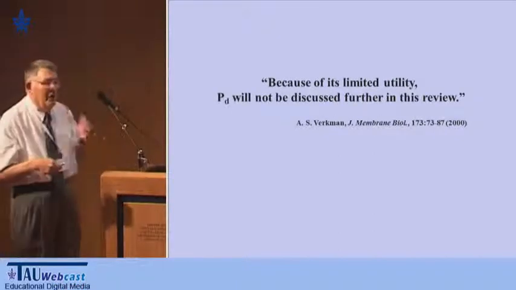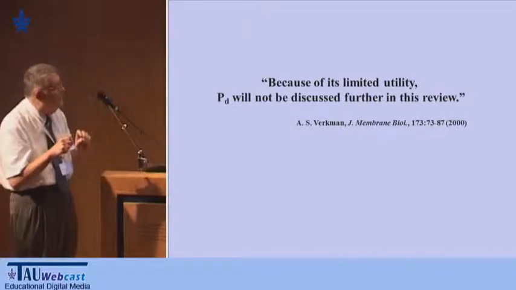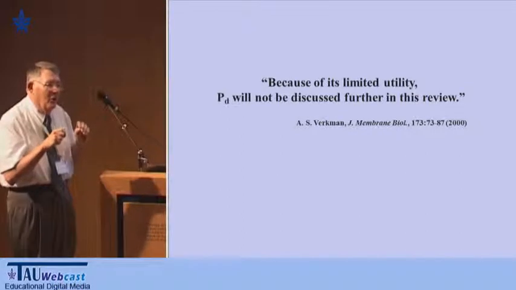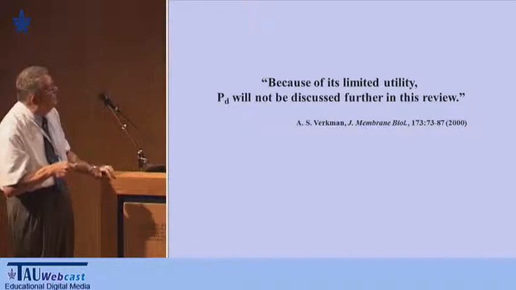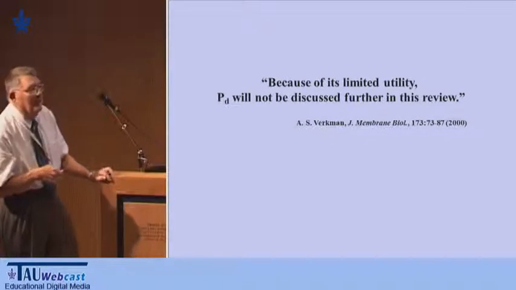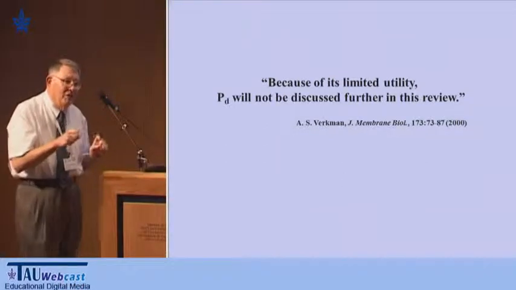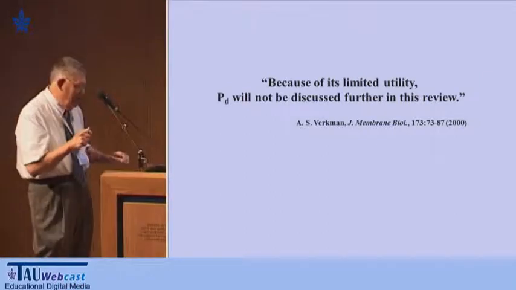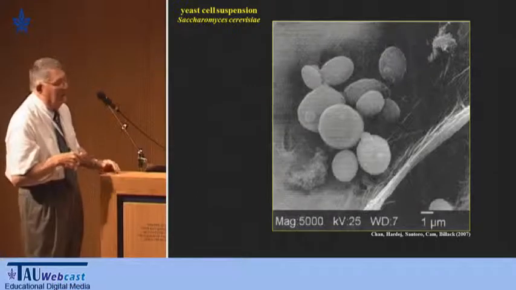Well, the transport physiologists who were studying this were doing all these experiments of inducing osmotic gradients and looking at unidirectional fluxes, and they call it the flow permeability, PF. And here's a famous member of the transport physiology community, Alan Verkman in San Francisco, and he kind of declared about 10 or 11 years ago, because of its limited utility, PD will not be discussed further. They've kind of gone away from equilibrium water exchange, even though they started it in the 40s, and they've studied this unidirectional flux.